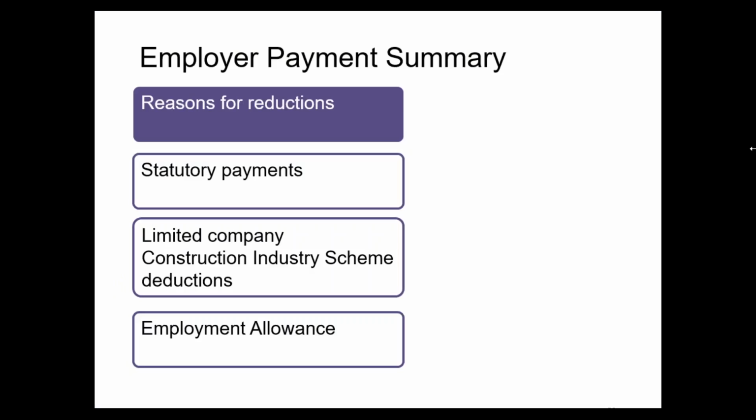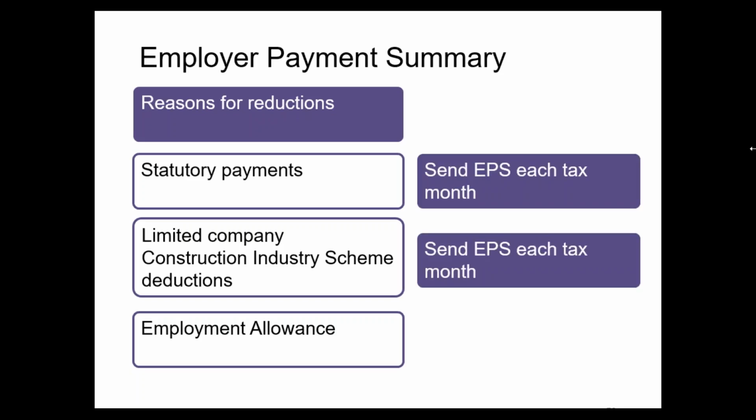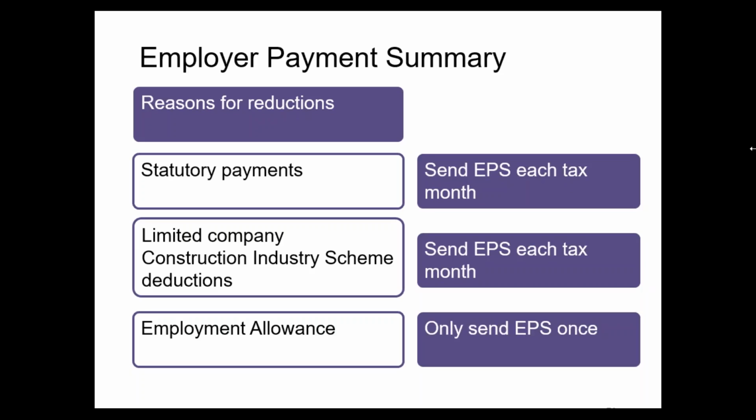There are different reasons you may be able to claim a reduction, and these are for statutory payments that you make to your employees, for construction industry tax deductions if your business is a limited company, and for employment allowance. I'll explain about each of these reasons next. You should normally send an EPS for each tax month when you're entitled to a reduction. But if you claim the employment allowance, you only need to send an EPS once, and the reduction will then be calculated automatically every month.